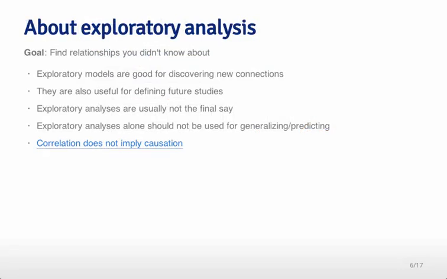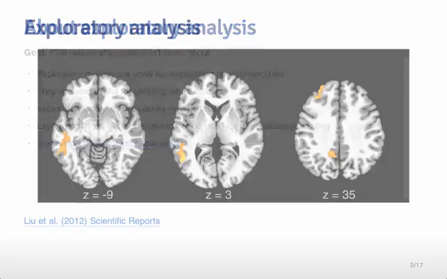The next is exploratory analysis. Here you're trying to look at some data and find relationships that you didn't know about previously, but not necessarily confirm them. They're good for discovering new connections, and they're also useful for defining future data science projects where you're actually trying to confirm the exploration that you've performed. They're usually not the final say on any particular problem, and they usually shouldn't be used for generalizing or predicting. The important point here is that you've probably heard before that correlation does not imply causation. So you don't want to say that you've discovered the critical relationship between two variables based on an exploratory analysis alone.